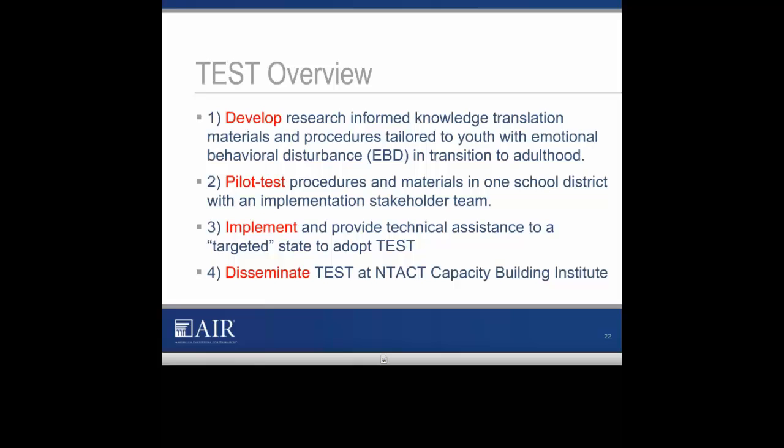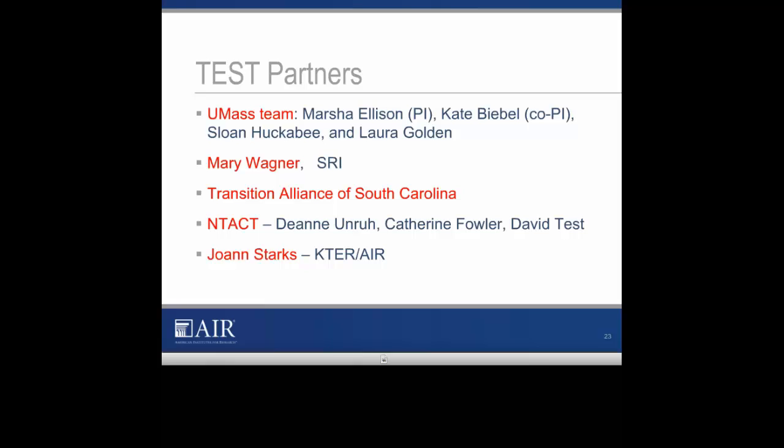So our partners, the UMass team is myself. I am the PI. Kate Biebel from UMass is co-PI. Sloan Huckabee is our postdoctoral fellow who will be taking a large role in this project, and Laura Golden is our research assistant. Other partners are Mary Wagner from SRI and the Transition Alliance of South Carolina, Intact, and Joanne Starks from KTER and AIR is also a consultant to our project. Next slide, and I'll be describing who these people are a little bit more.